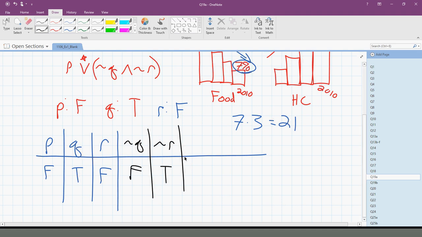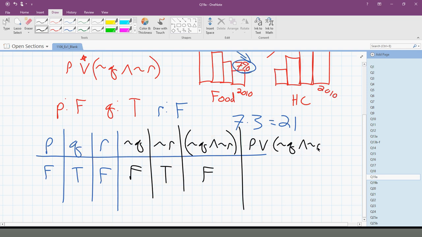And then the parentheses, which is negate Q and negate R, and since they're both not true, it's false. Yep, that's right, because the only way for an and to be true is that they're both true. So this is a false statement. And then P or blah, blah, blah is both false. So we're looking between these two columns right there, and that gives us a false statement in the end.